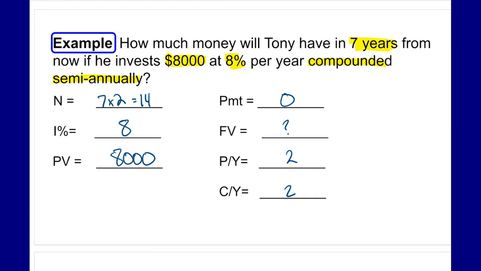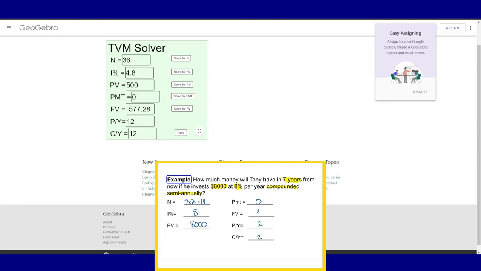Then again, all we have to do is go back to our calculator. We can change our values. So 14, 8, 8,000. We can leave the FV as what it used to be. Change the last two. And now we're just going to click solve for FV again. And now we have our new amount.